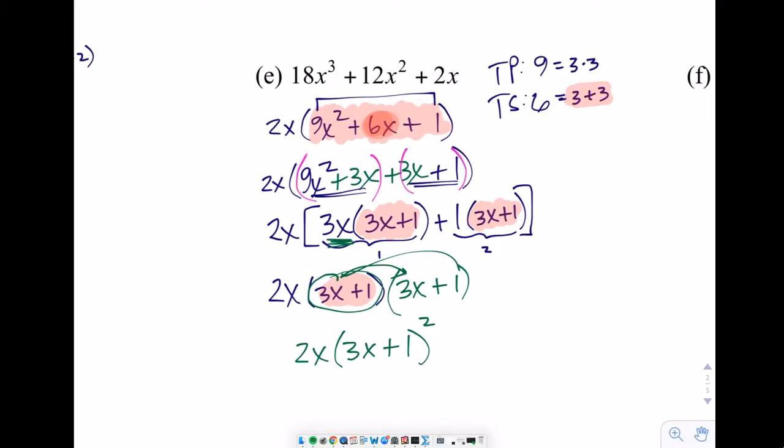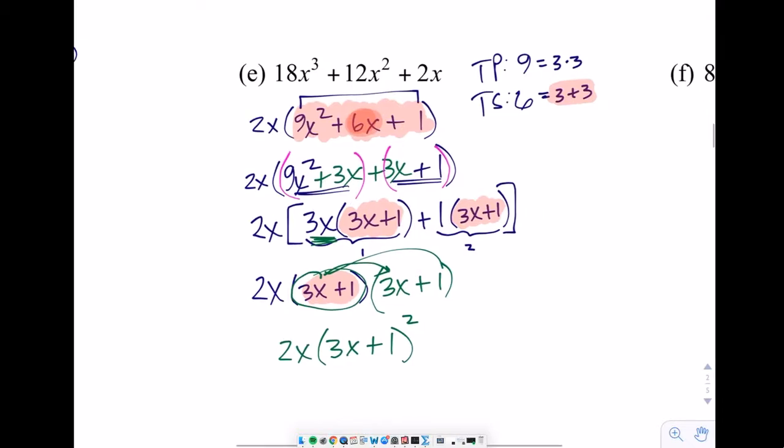You could have recognized 9x squared plus 6x plus 1 as a perfect square trinomial. You could have done that. Or you could have just kind of sampled around with factors of 9, because it was either going to be a 9 and a 1 or a 3 and a 3. But factoring like that is a pretty important thing. Splitting the middle term is a very routine thing that works every time if it's factorable.